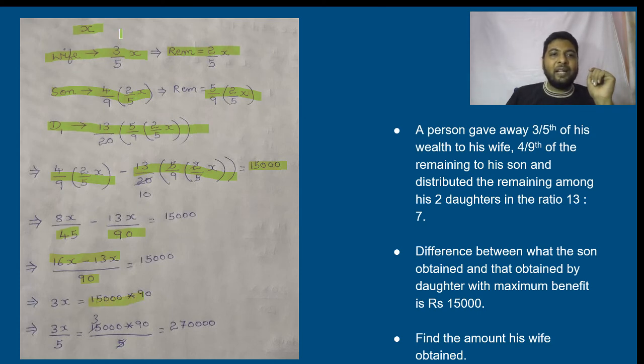What we need is 3x by 5. What is 3x by 5? 3x by 5 is 15,000 into 90 divided by 5. 5 3 times is 15. 3 9 times 27 followed by 4 zeros. That is, the wife obtained 2,70,000 rupees. Wife obtained 2,70,000 rupees. This is the way we solve in a traditional way.